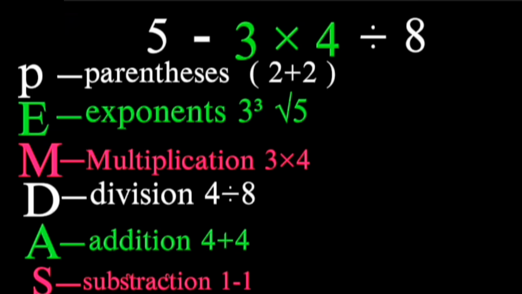Now first we check for parentheses. There are none. Next, we check for exponents. There are none. Now we move to multiplication and division. Remember, multiplication and division have the same priority. That means we solve them from left to right, whichever comes first.